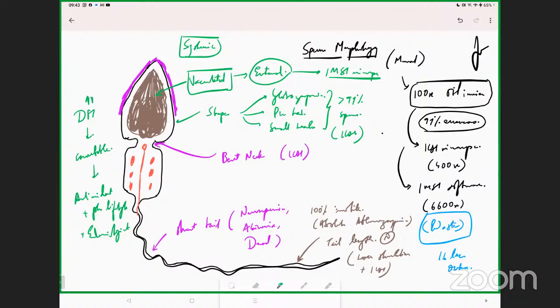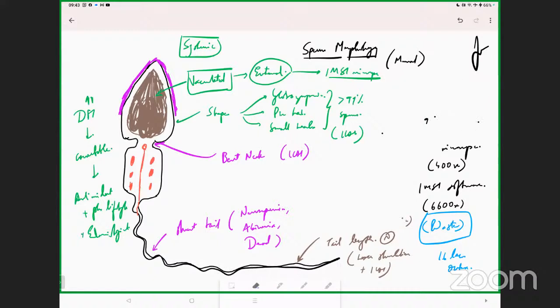It is also extremely important for people to remember. I will try and show you this image. Okay, that as far as the standard criteria of sperm morphology is concerned, when you look at all the standard criteria of sperm morphology, you just need more than 4% sperms to be normal.